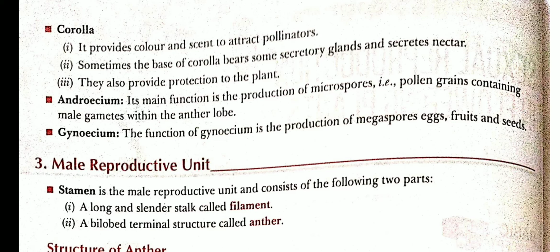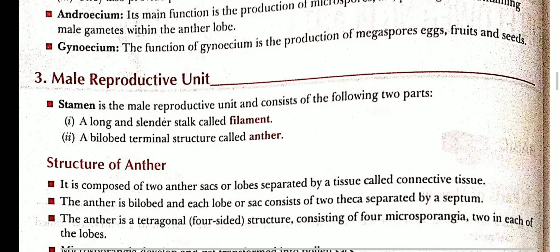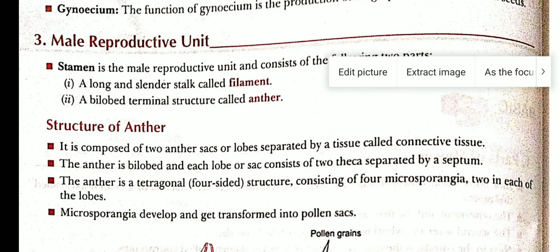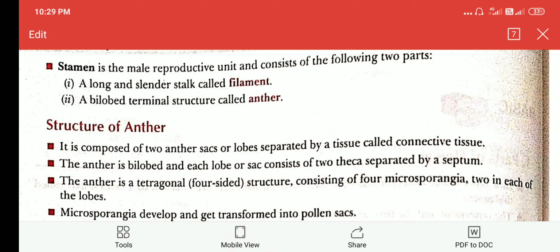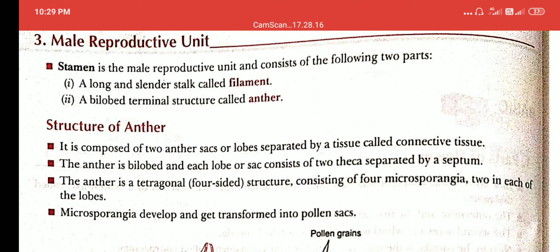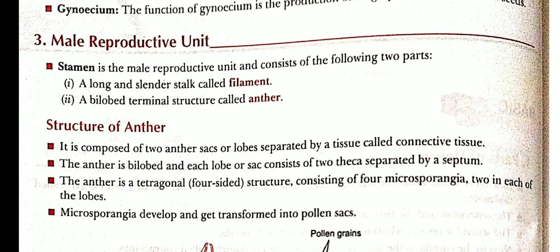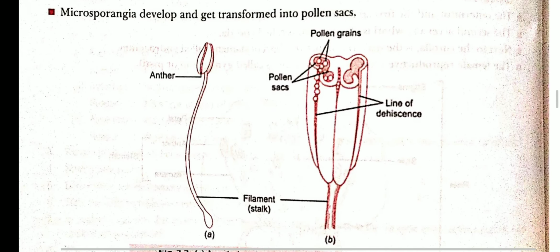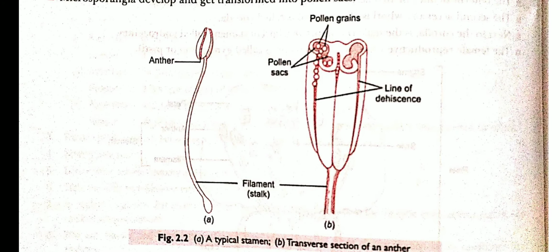Now, in this session, we only discuss the male reproductive unit, that is androecium. The male reproductive unit includes stamens, and a stamen consists of the following two parts: a long filament, and a bilobed terminal anther. Here in diagram A, we have shown the filament and anther.